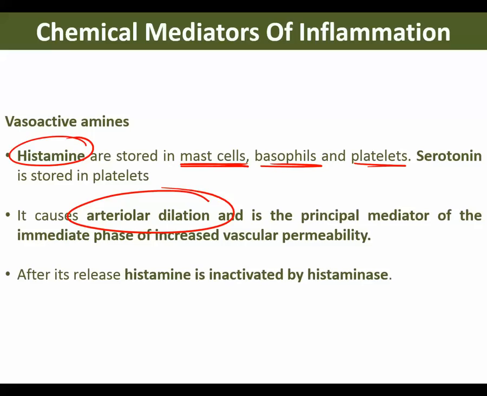Okay, dilate the blood vessel and increase the vascular permeability. So once the inflammation is complete, we need to stop the histamine. We have an enzyme called histaminase that will break the histamine. The "ase" means enzyme. Histaminase breaks the histamine.